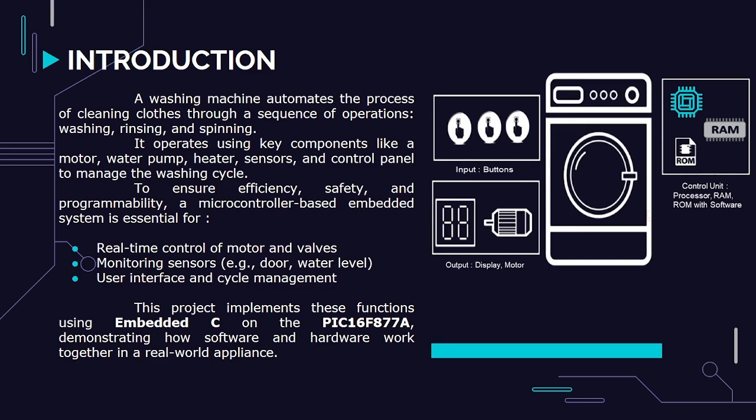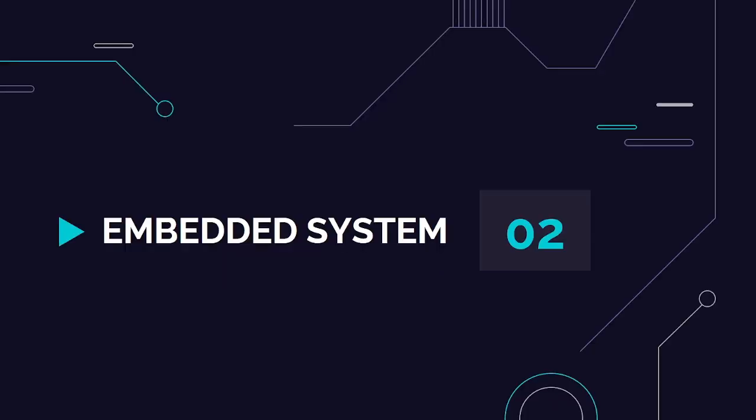To ensure efficiency, safety, and programmability, a microcontroller based system is essential for real-time control of motor and valves, monitoring sensors like, for example, door sensor, water level sensor, user interface, and cycle management. This project implements these functions using embedded C on the PIC16F877A microcontroller, demonstrating how software and hardware work together in a real-world appliance.